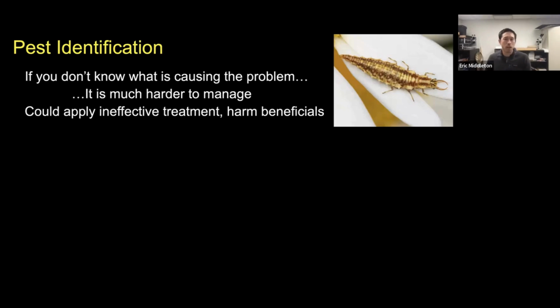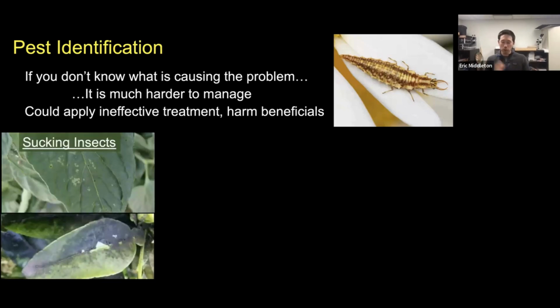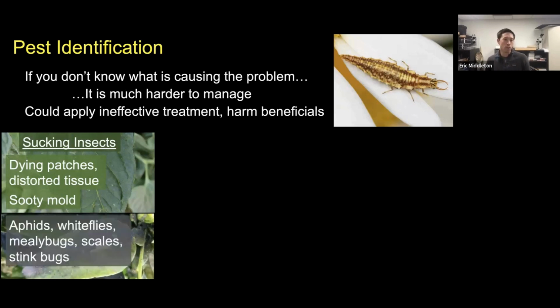So broadly speaking, when we talk about pest ID, it's really useful to be able to see the different large categories that pests may fall into. As you can probably tell from this, I'm going to be talking basically exclusively about insect and arthropod pests. That does, of course, apply to other things. But when we're talking about insect and arthropod pests, sucking insects, for example, if you go out and you see damage that looks like dying patches, some distorted tissue on your plants, or the presence of sooty mold, then broadly speaking, you know that you're going to be dealing with things like aphids, whiteflies, mealybugs, scales, or potentially things also like stink bugs.